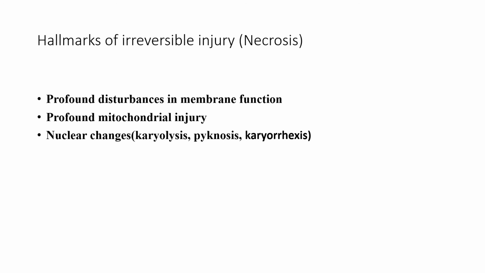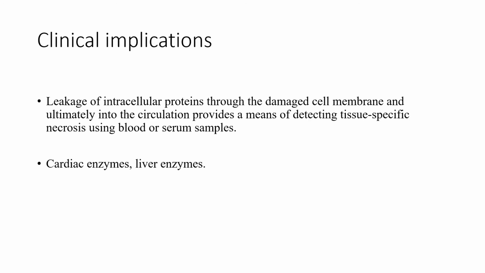These changes, the karyolysis, the pycnosis, and the karyorrhexis, are the hallmark of irreversible injury. They do not occur in reversible injury. Why is it important to know about reversible injury, irreversible injury and cell death? It has many clinical implications and it is used as the basic way to know about any injury that occurs anywhere in the body.